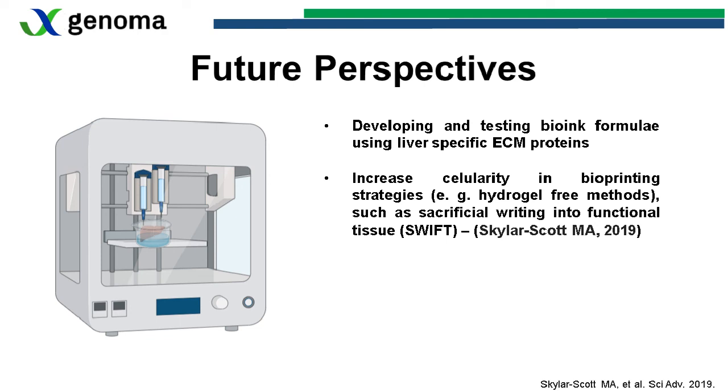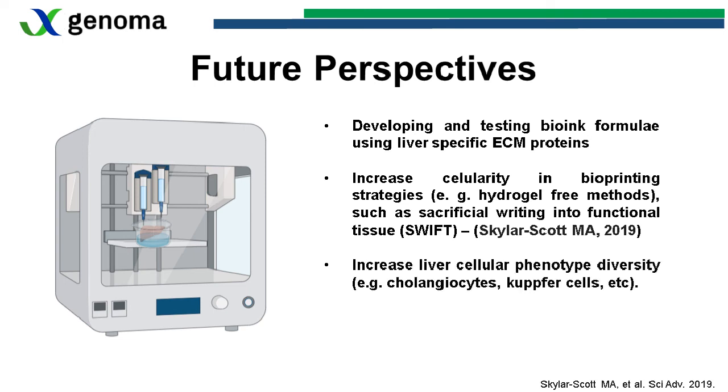cellularity tissue. These technologies have been developed by several groups, and one very interesting recently published paper described a new methodology called sacrificial writing into functional tissue. It's a very interesting methodology that I believe could be the next strategy for deriving liver tissues.